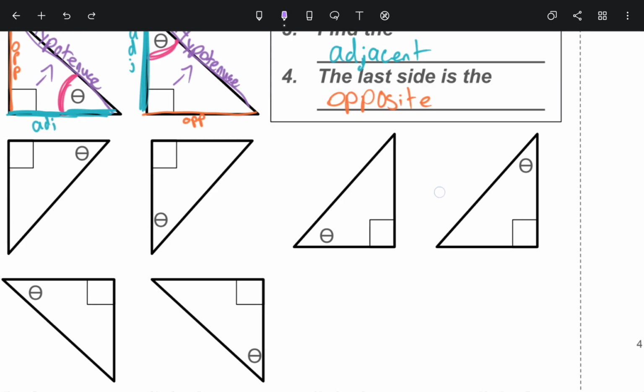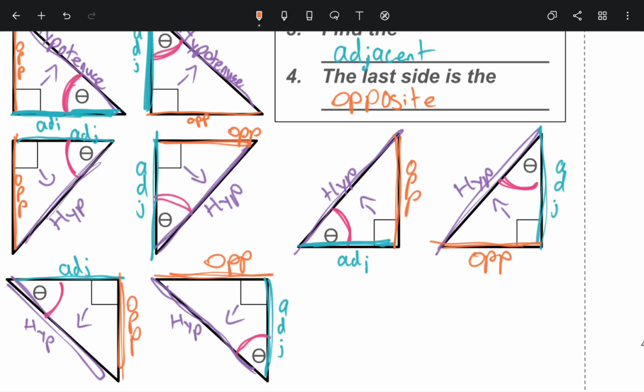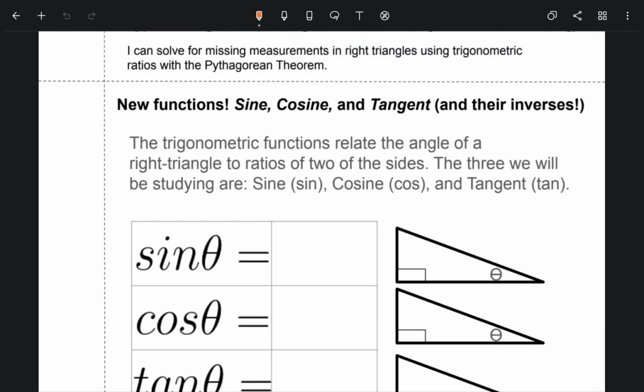Now, go ahead, practice with these 6 triangles, see if you can figure it out. And I'm going to go ahead and reveal the solutions in 3, 2, 1. Right here. Okay, so I've labeled all of the reference angles, all the hypotenuses, all the opposites, and all of the adjacents. Now we're going to get started on using these. So let's flip to the next page.